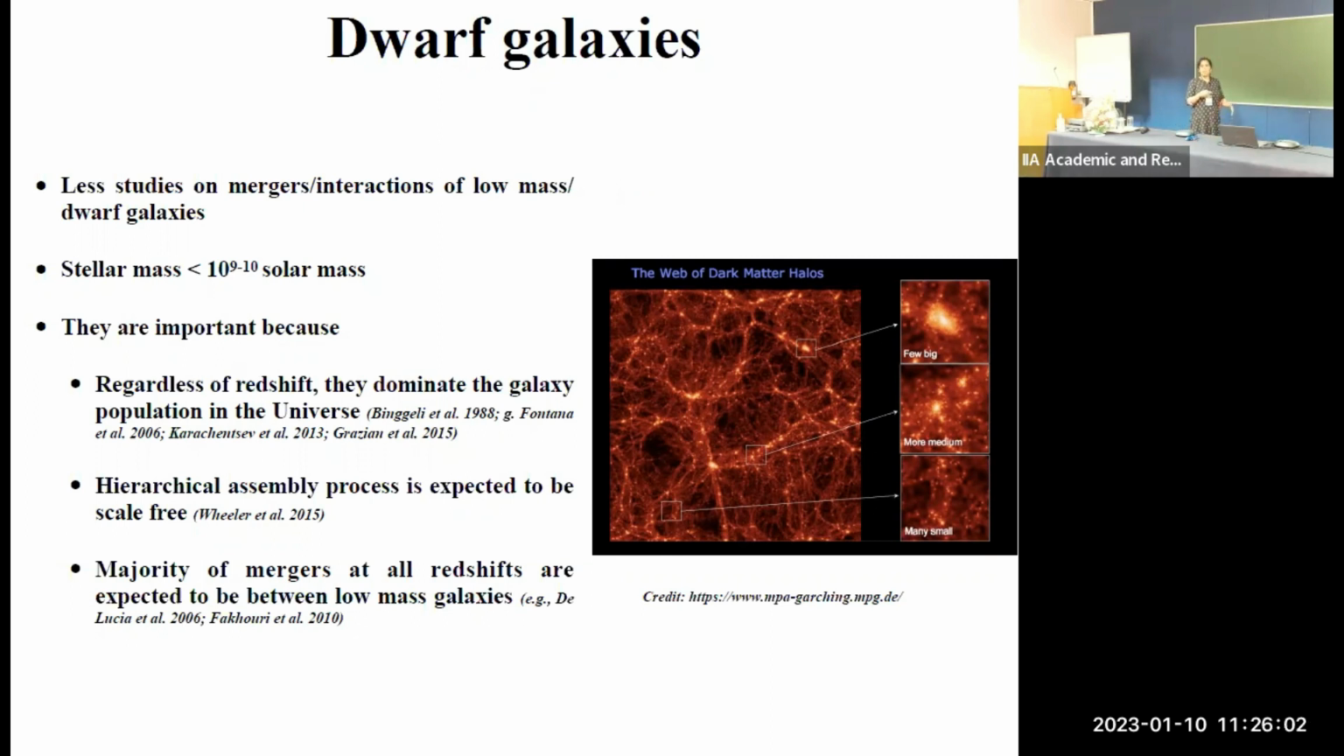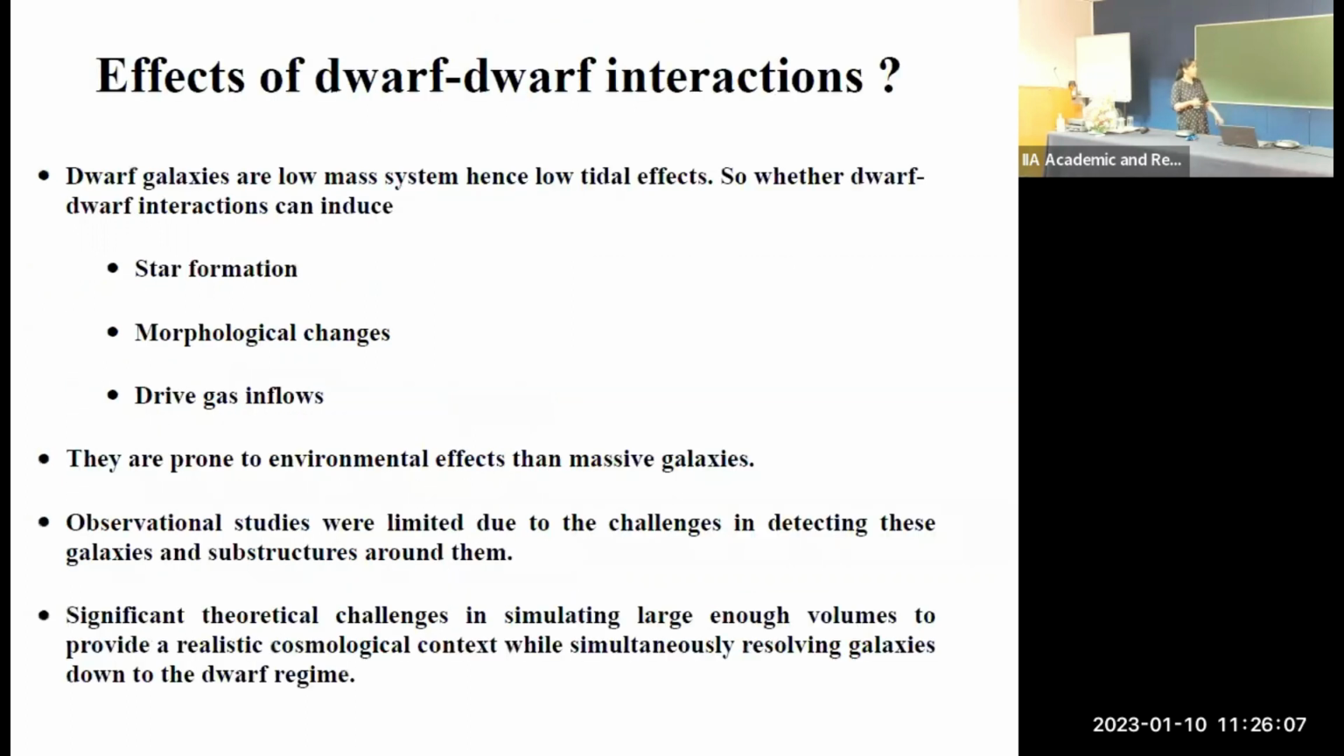And can we just extrapolate the results that we get from high mass galaxies to low mass galaxies? It may not be possible because dwarf galaxies are low mass systems, hence low tidal effect. So we really don't know whether these kinds of interactions can essentially induce star formation, morphological changes, and drive gas inflows as we see in the high mass end. And also they are more prone to environmental effects than massive galaxies. So because of these, we need a separate study of dwarf galaxies to understand the effect. We cannot simply extrapolate what we see in high mass.